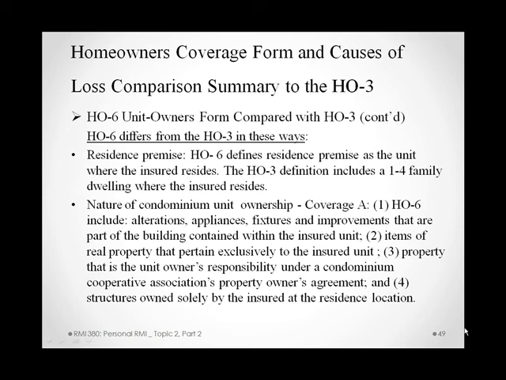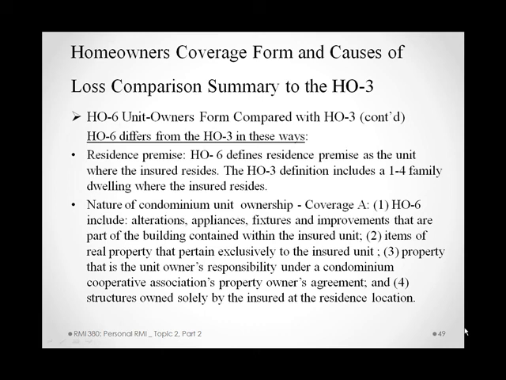And second is the ownership difference. For coverage A, the dwelling coverage, HO6 covers alterations, appliances, fixtures, and improvements that are part of the building contained within the insured's unit. That would be your fridge, your washer and dryer, your new hardwood floor, and the painting and the ceilings, everything you have changed since you moved into that unit. It could also cover items of real property that pertain exclusively to the insured unit. That could be your AC unit.